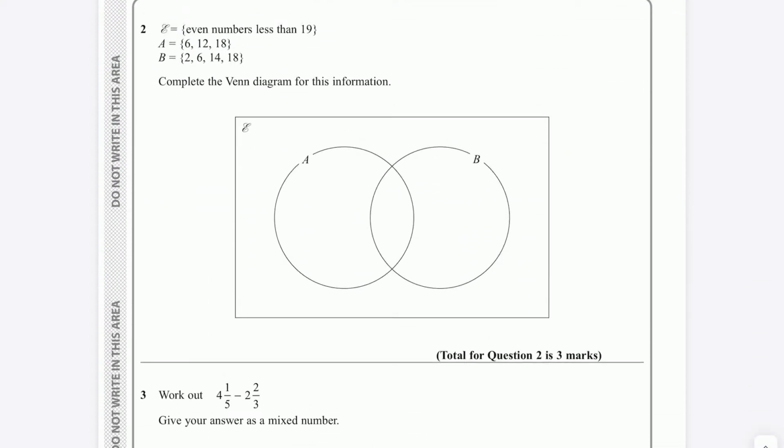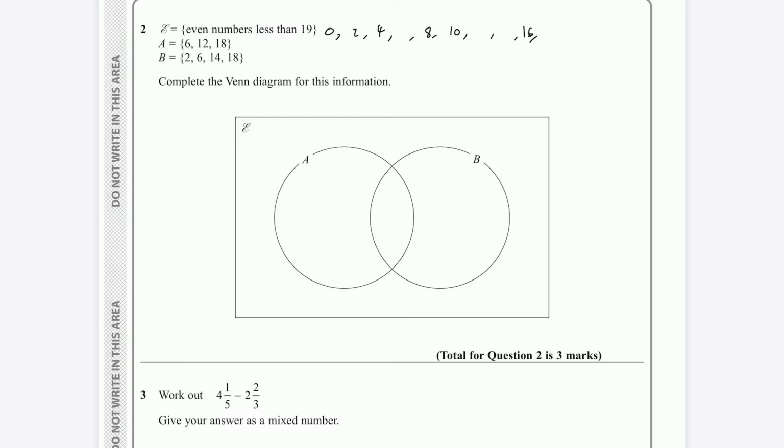Question 2, so we've got a Venn diagram and it's saying even numbers less than 19. Now the mark scheme's happy with you either including 0 or not, so we'll go 0, 2, 4, 6, 8, 10, 12, 14, 16, 18, so that's all the even numbers. We know A uses 6, 12, and 18, so I can rub off 12, 6, and 18, and I know 14 is used by group B, so we are then left with 16, 10, 8, 4, 2, and 0.